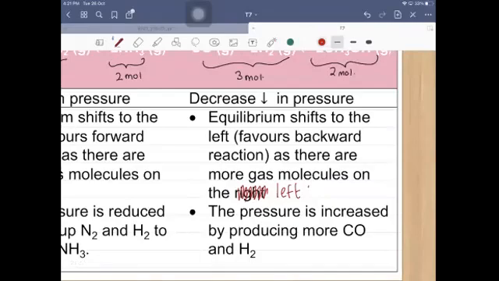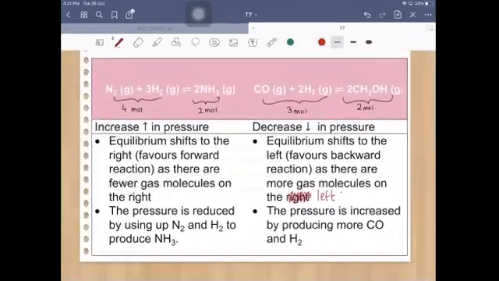For pressure, it's quite easy as long as you get the idea. Increasing pressure, you go to the side with the lower number of molecules. Decreasing pressure, you go to the side with the higher number of molecules.